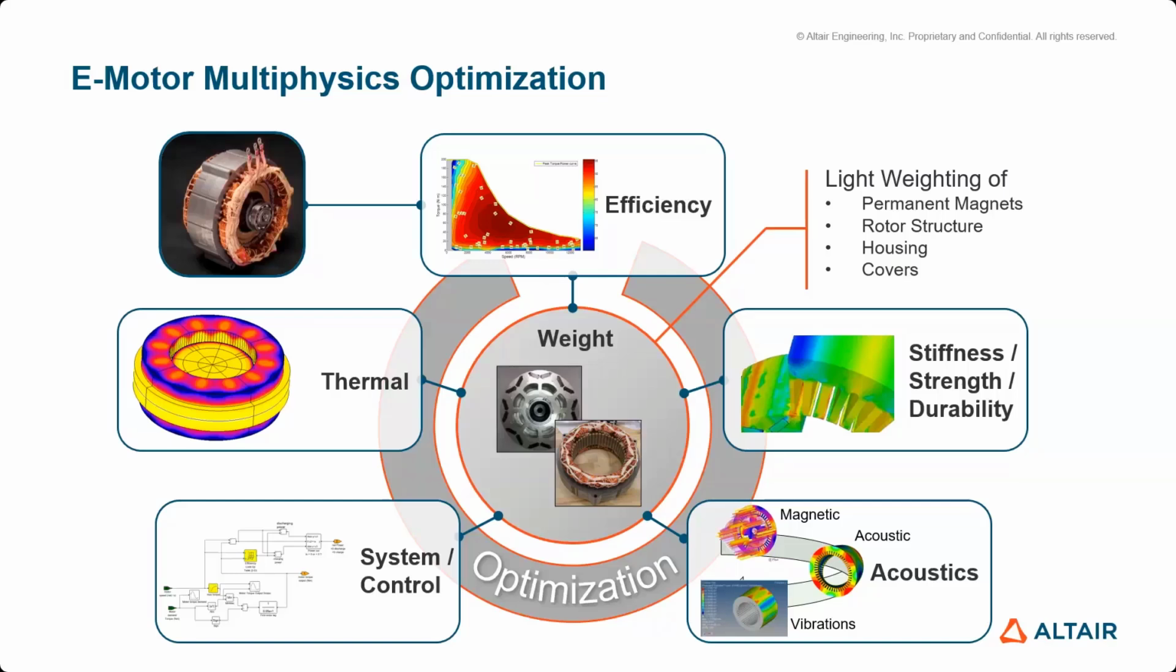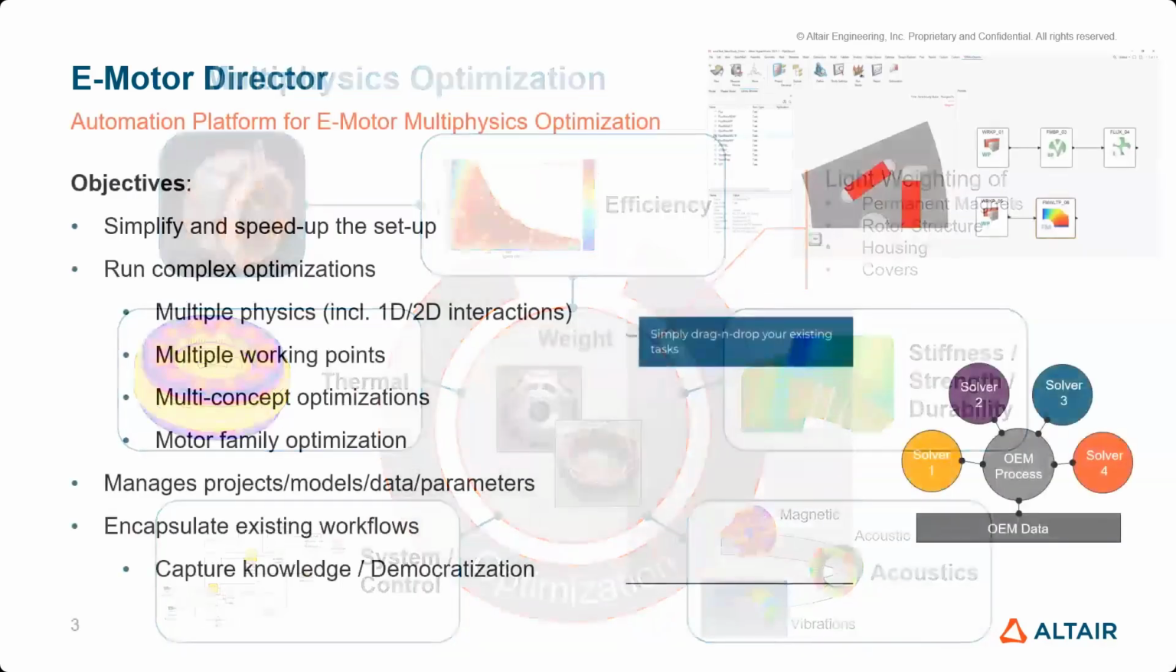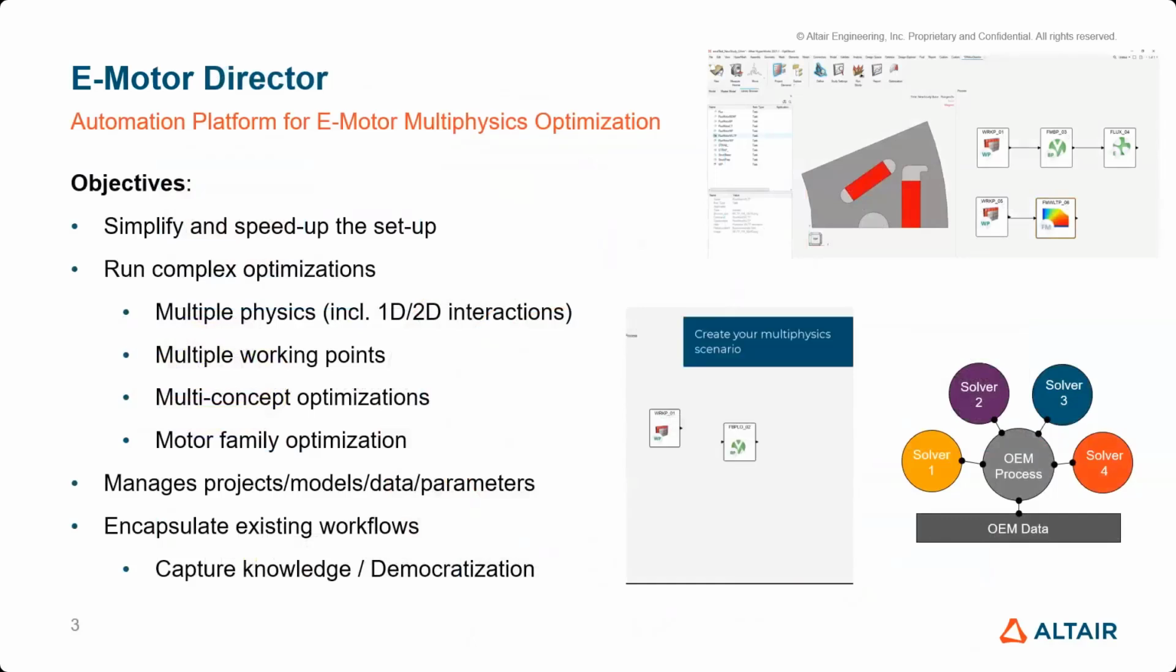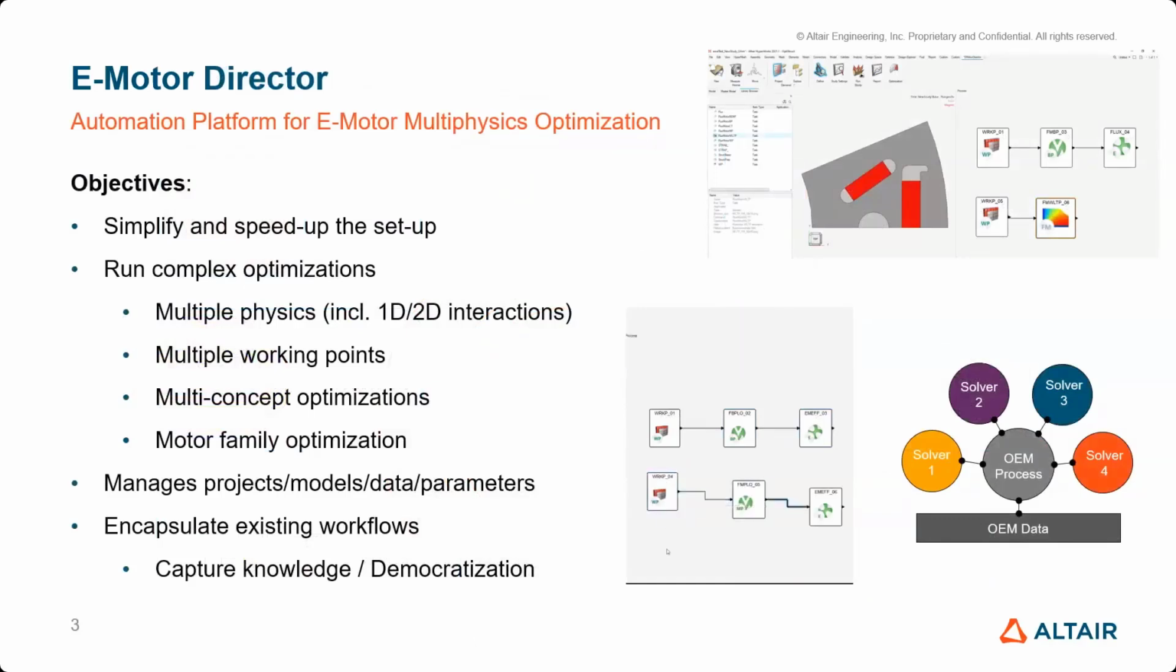But such optimizations are not so easy to set up. It usually requires quite a lot of manual work with parameterization, model setup, linking all models together, managing the parameters, the models, the data. And that's why we have created eMotor Director to automate this kind of multiphysics optimization of eMotors and giving a platform that simplifies and speeds up the setup of such studies.